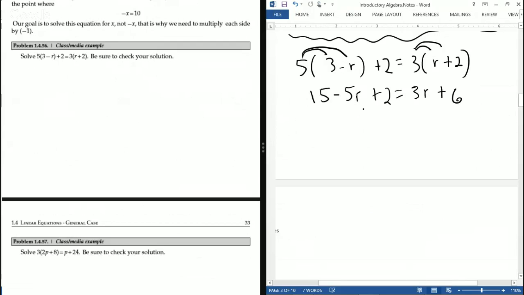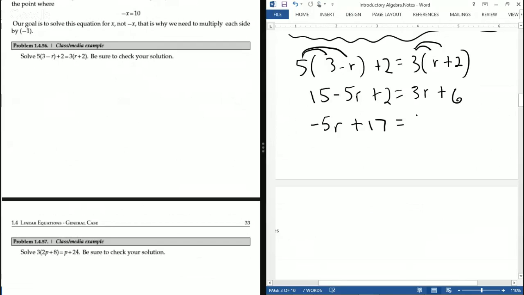Now we need to simplify this a little bit more. We're not quite done simplifying this out. When I simplify this, I'm going to have my variable out front. So I'm going to have negative 5r. 15 plus 2 is really 17. Notice the 15 is a positive number. It doesn't have a negative next to it. The negative is paired with that 5. So it is a positive 15 plus 2. That's why we have 17.